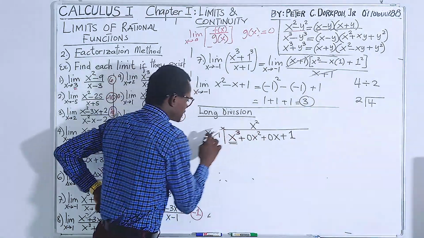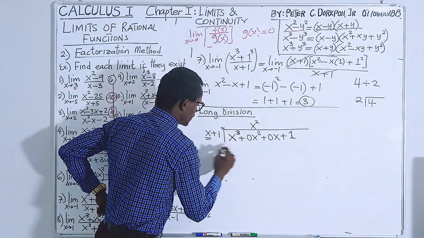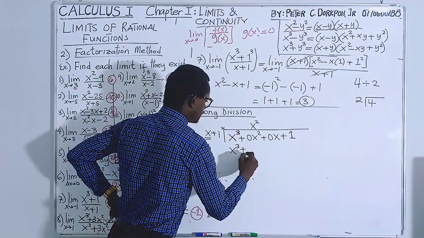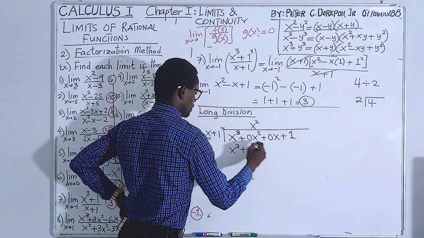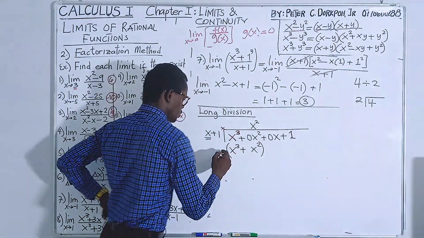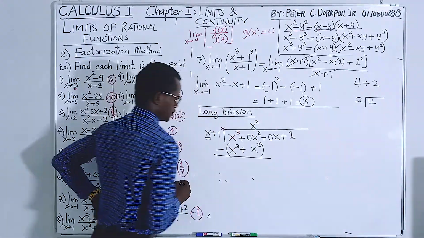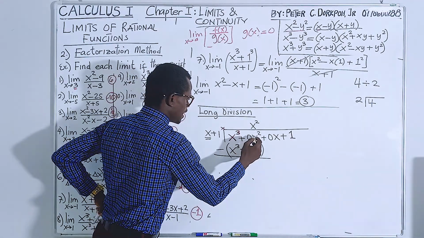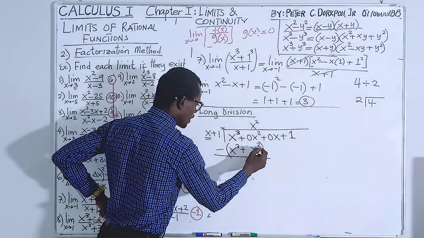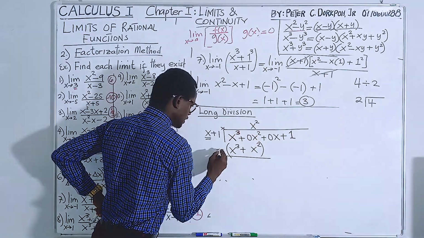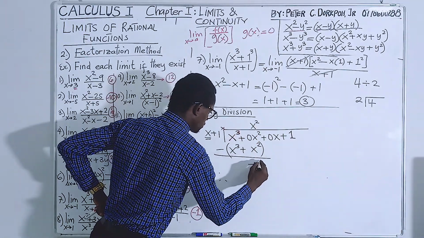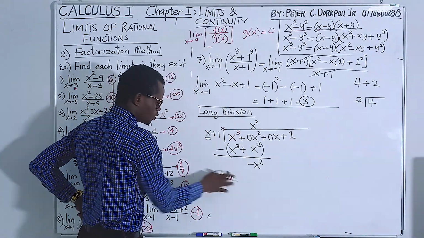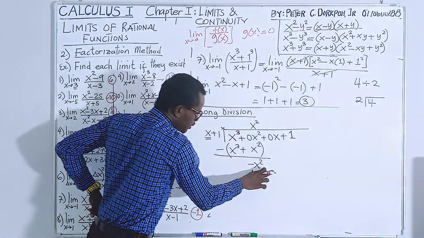We say x squared times x gives us x cubed. x squared times 1 gives us x squared. Then we subtract. So x cubed minus x cubed is 0, right? 0x squared minus x squared. Remember this whole part is 0, so negative times this will give us negative x squared. Can x go into this x squared? Yes. So we continue until x can no longer go into the remainder.